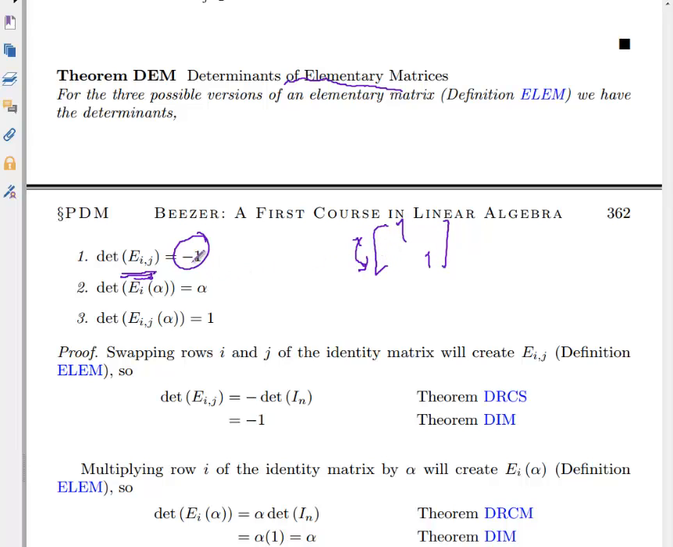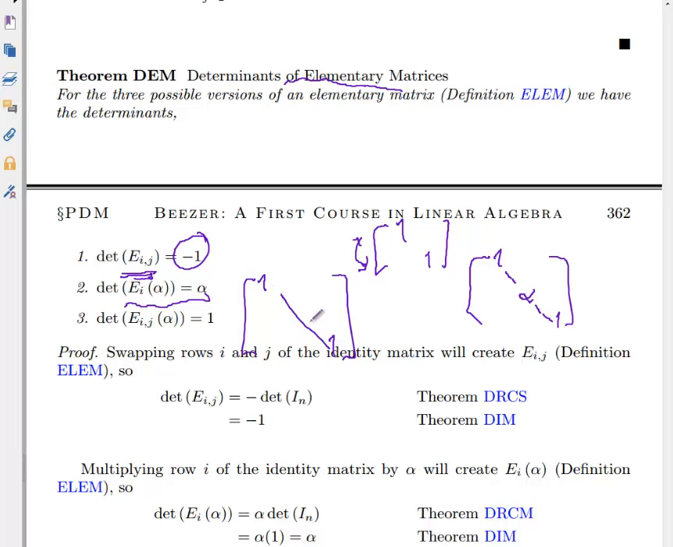So that follows immediately. Second, if I multiply a row of the identity matrix by alpha, well, we know that multiplying the row of any matrix by alpha multiplies the determinant by alpha. And so if I have an identity matrix with 1s, and then I replace one of the 1s with alpha, if I take the product of these numbers, I'm going to get alpha, because I have all 1s except for a single alpha.